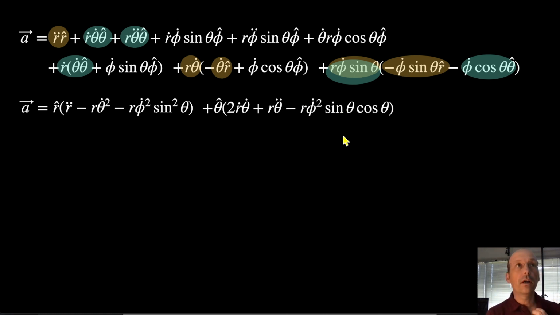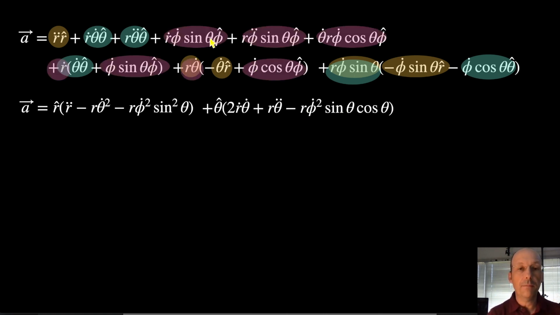Okay, one more. Here are all the terms with phi in them: phi hat, phi hat. You'll notice, again, I'm going to get some doubled up terms. Right here, I have r dot times phi dot times sine theta phi hat. That's the same as that. I'm also going to get r theta dot phi dot cosine theta phi hat, which is the same as that term.